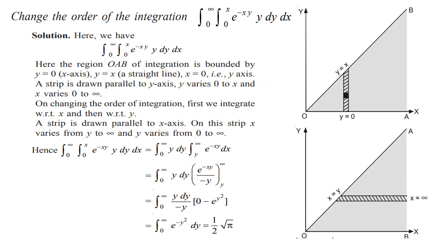So let us go to the first sum. Change the order of integration: integral 0 to infinity, integral 0 to x, e to the power of minus xy, y dy dx. Here the region OAB of integration is bounded by y equal to 0, that is the x-axis, and y is equal to x, which is the straight line, and x is equal to 0, that is the y-axis.